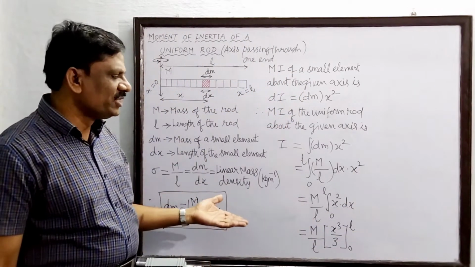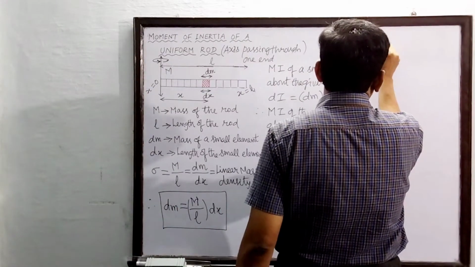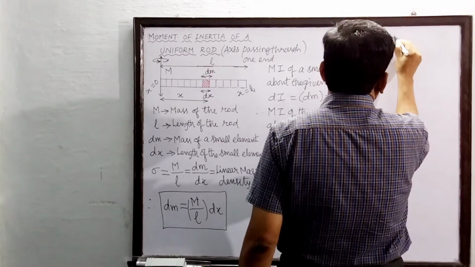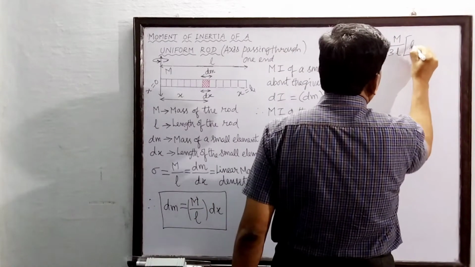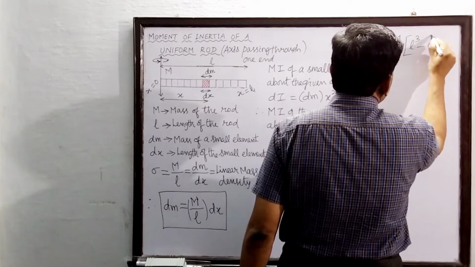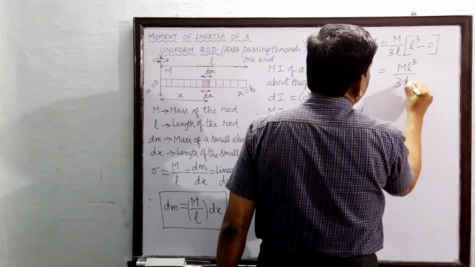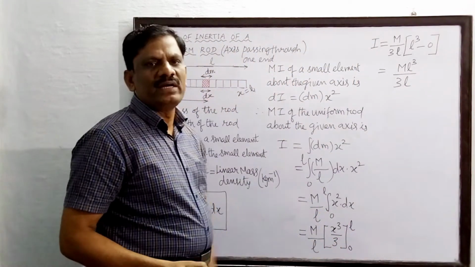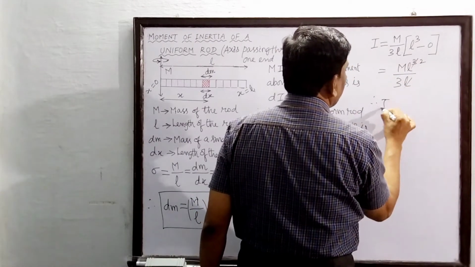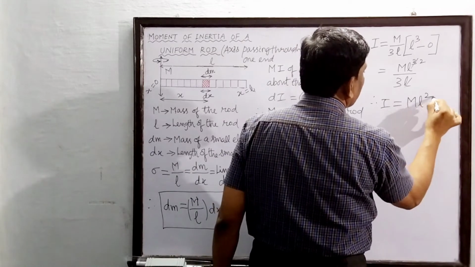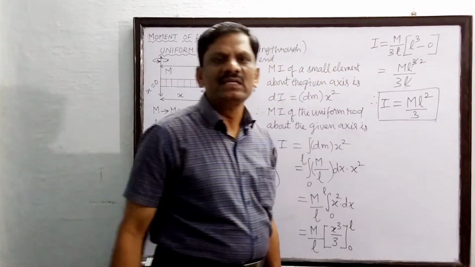So as usual, I will substitute the upper limit first. The lower limit vanishes. By taking 3 as a common factor, I is now equal to M divided by 3L into, instead of x cube, L cube minus 0. So this is equal to M L cube divided by 3L. That L cube and L can be cancelled, so that the power gets reduced to L square. Therefore, I is equal to M L square divided by 3. M L square divided by 3.